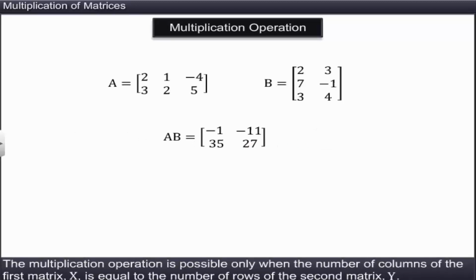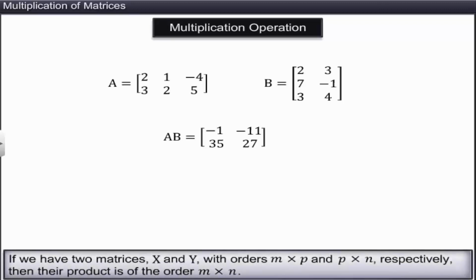Here, we have to note that the multiplication operation is possible only when the number of columns of the first matrix X is equal to the number of rows of the second matrix Y. If we have two matrices, X and Y, with orders m by p and p by n, respectively, then the product of the two matrices is of the order m by n.